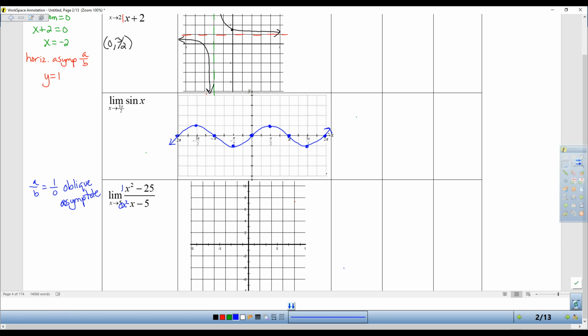Again, vertical asymptote is what makes the denominator equal to 0. So I can see that it will never be 5. 5 would give you a 0 in the denominator. So right away, I can make my vertical asymptote at 5, and my oblique asymptote is going to be found using long division.